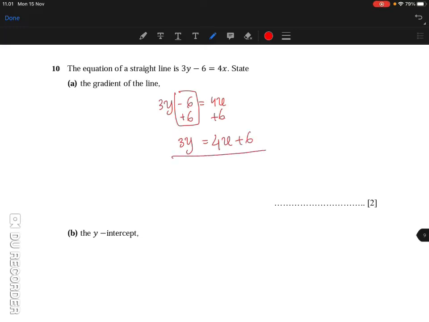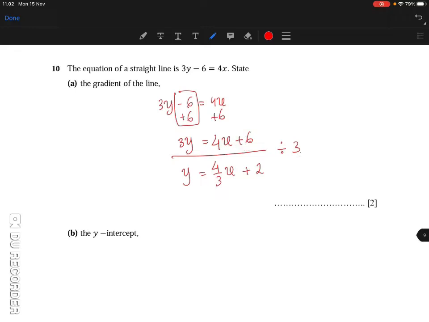Now if you want to leave it as y equals to something, you need to divide all of them by 3. So you will have 1y, or y, equals 4 over 3x plus 6 divided by 3, which is going to be 2. 6 divided by 3 is going to be 2.